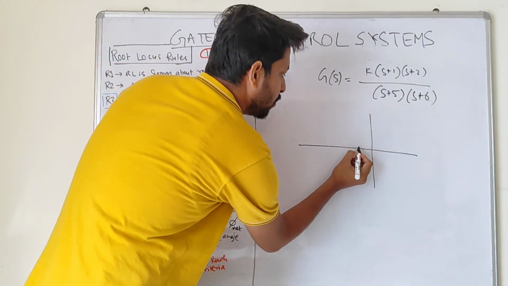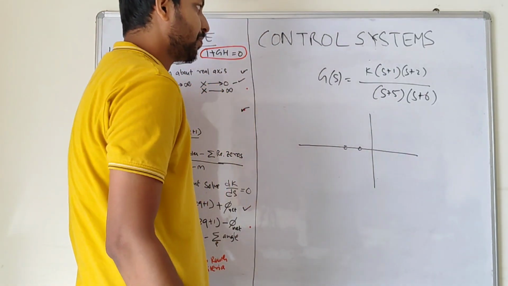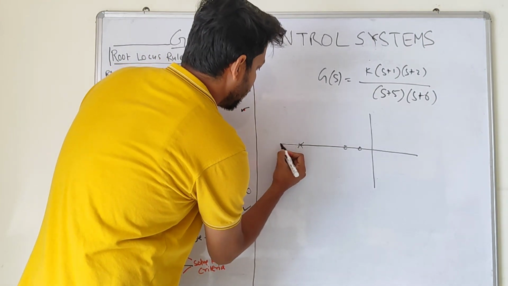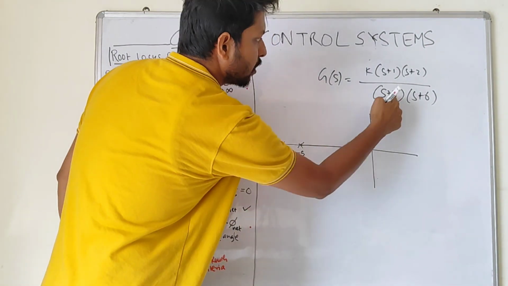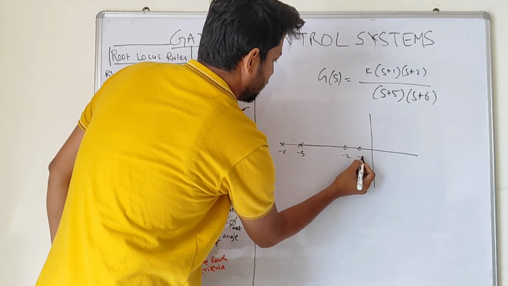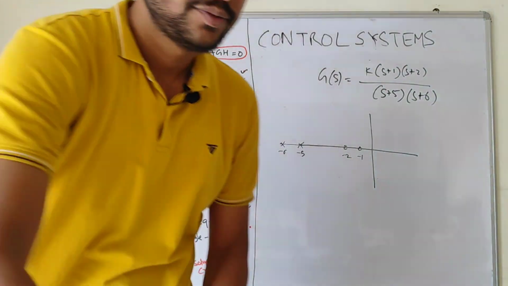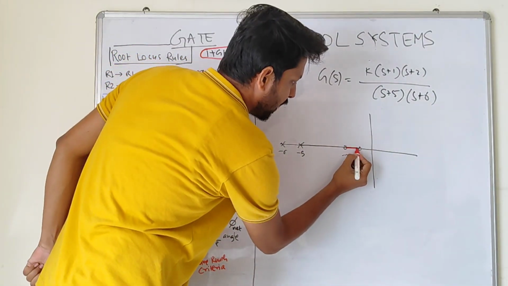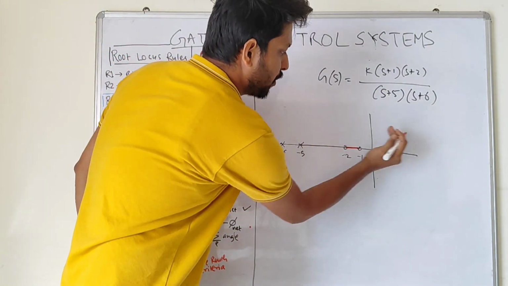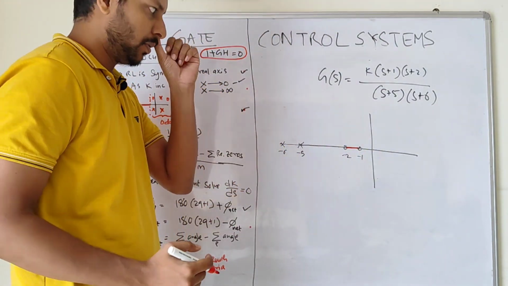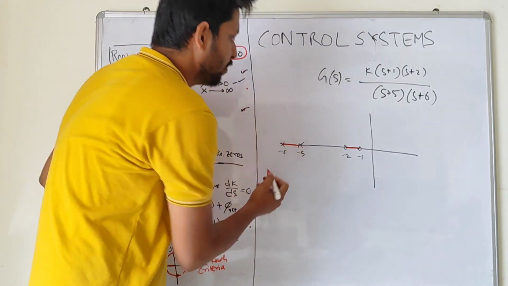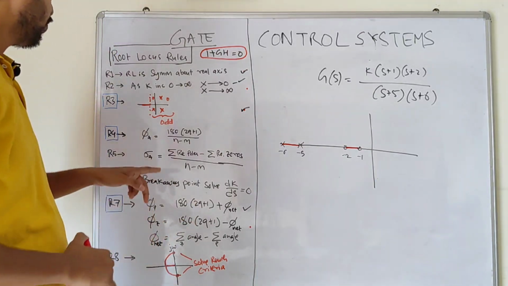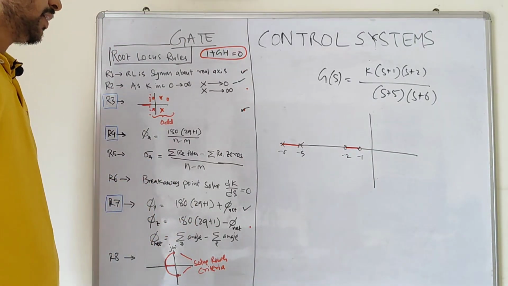Where are the zeros? Zeros are at -1, -2, and -3, and -5 and -6 are the poles, right? Okay, so this is interesting. So we know that this line will be on the root locus because to its right there is only an odd number of poles and zeros, and again this will be on the root locus because we have 3 poles and zeros, following rule 3.